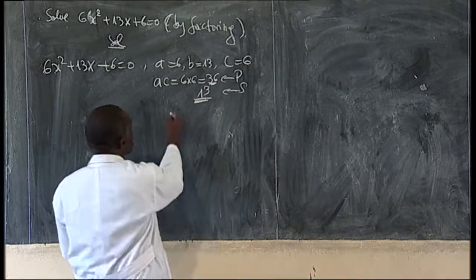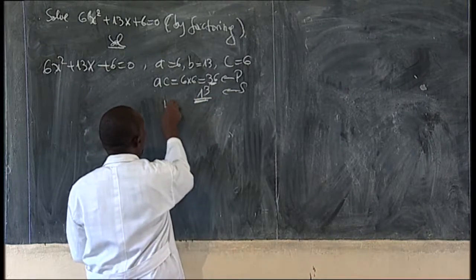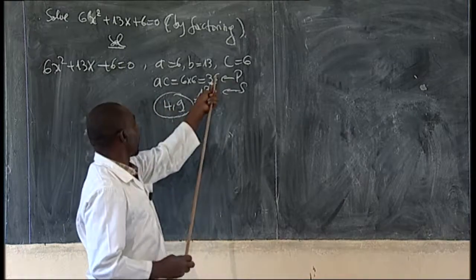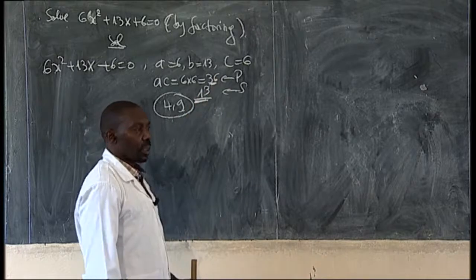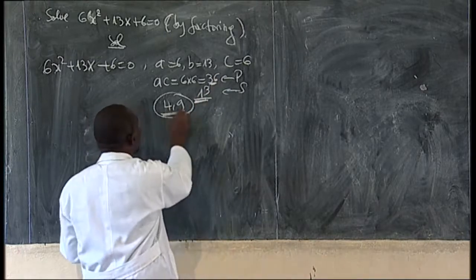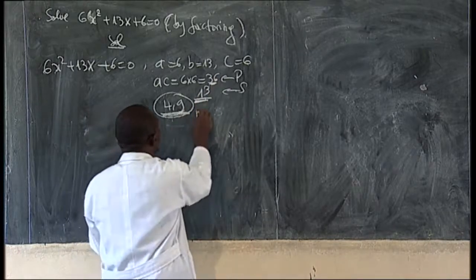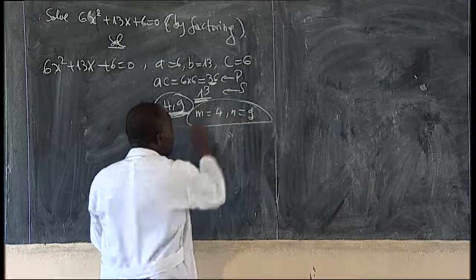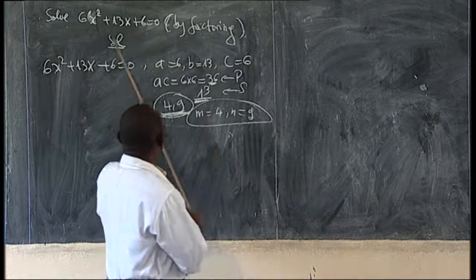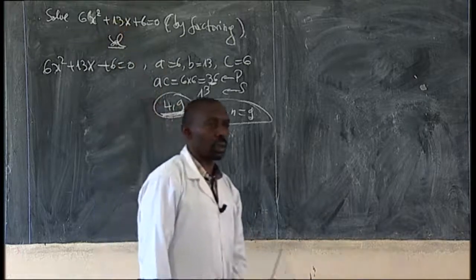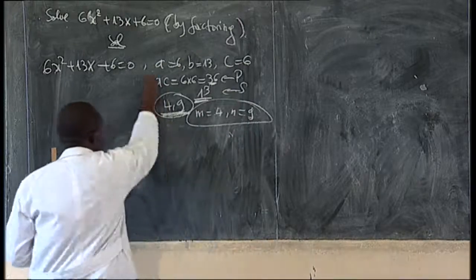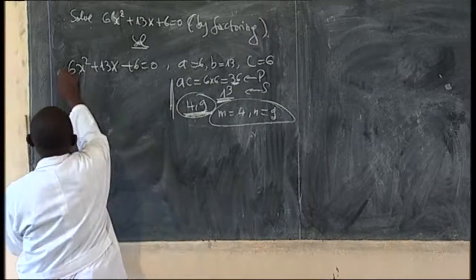The pair of numbers can be 4 and 9, because 4 times 9 is 36 and the sum is 13. Already, as I can get these two numbers, let's say m equals 4 and n is equal to 9, the numbers are there, which means that we can apply the method for solving this equation. Isn't it?